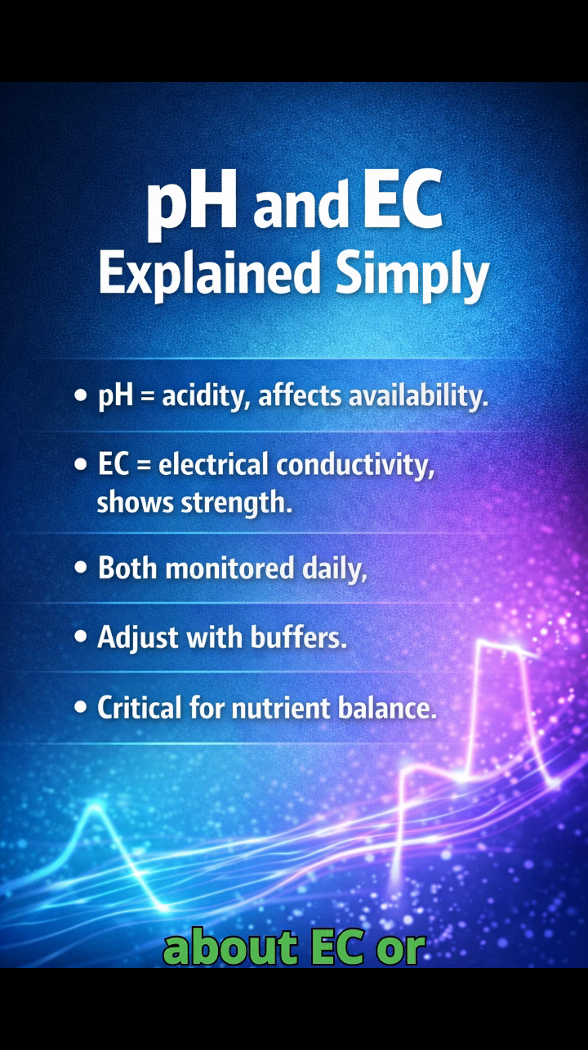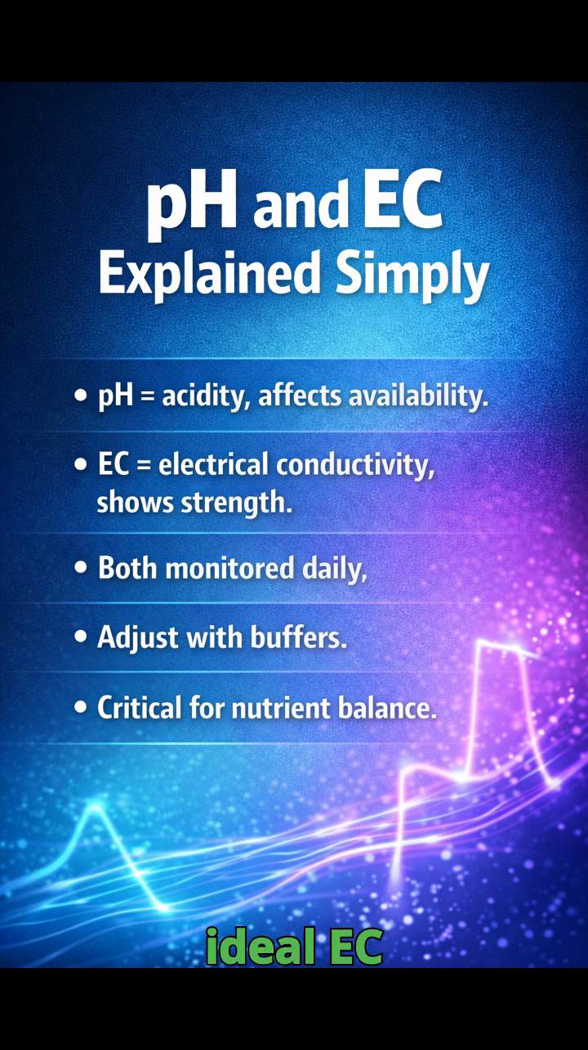Now let's talk about EC, or electrical conductivity. This measures the total concentration of dissolved salts in the water. Hydroponic nutrients are salts. When they dissolve, they create ions that conduct electricity. The more concentrated the solution, the higher the conductivity. EC is measured in millisiemens per centimeter or microsiemens.